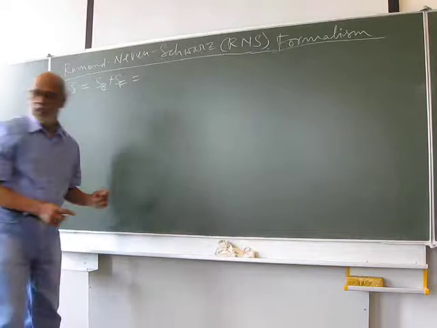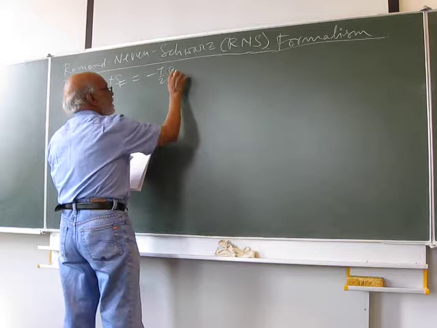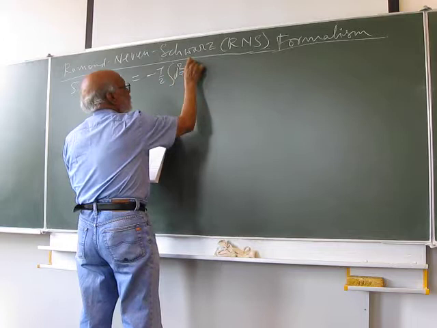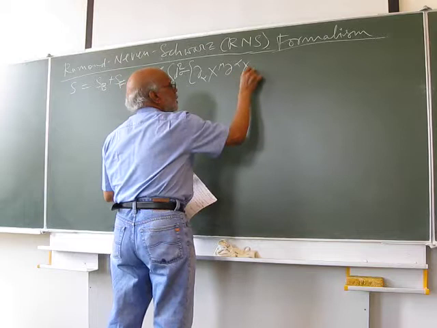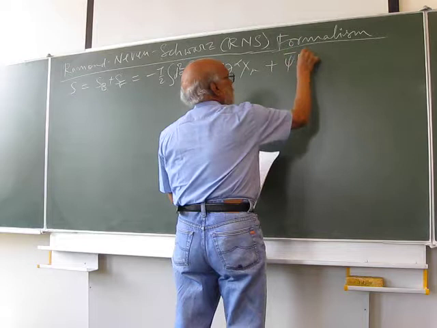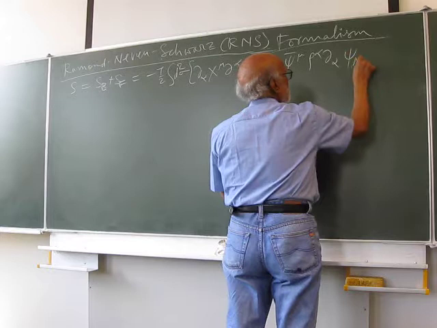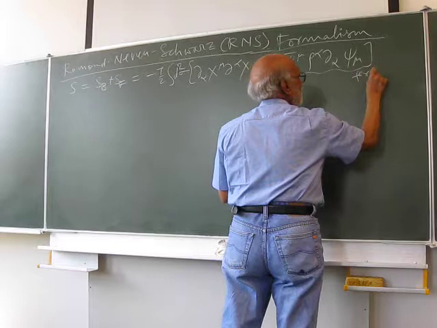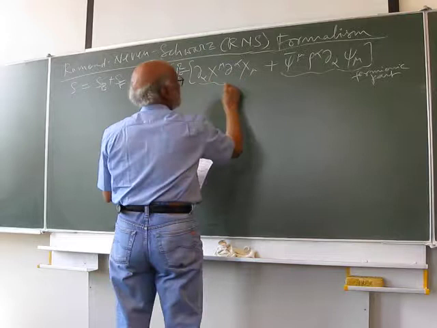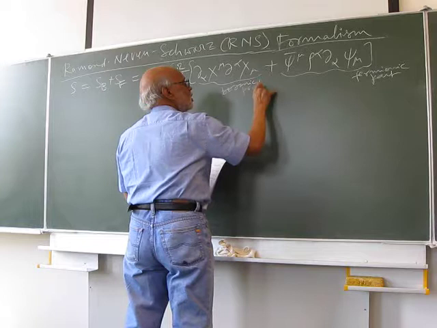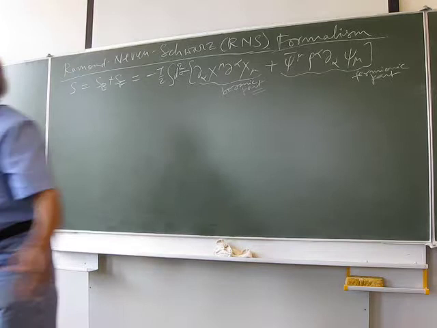Now here, this first part, let me write it: minus T by 2 integral d2 sigma, then partial alpha x mu partial alpha x mu plus psi mu bar rho alpha partial alpha psi mu. So this is my fermionic part, and this is my bosonic part. Okay?